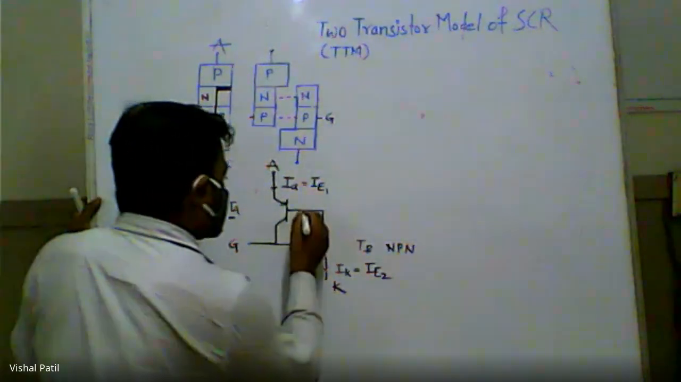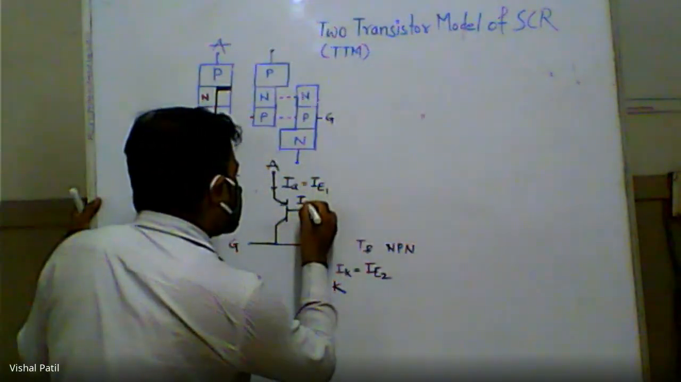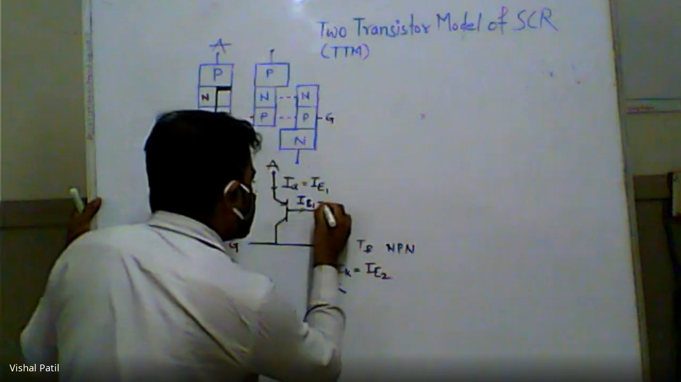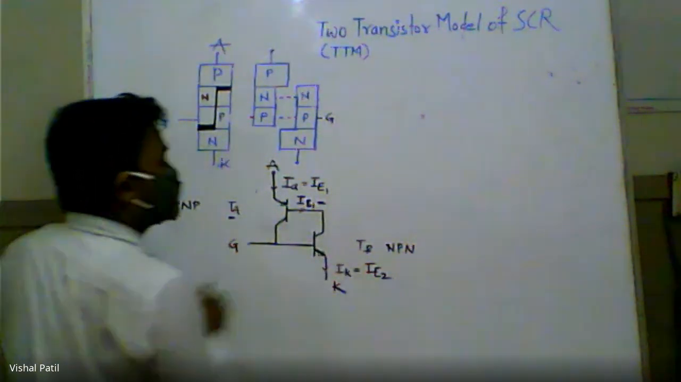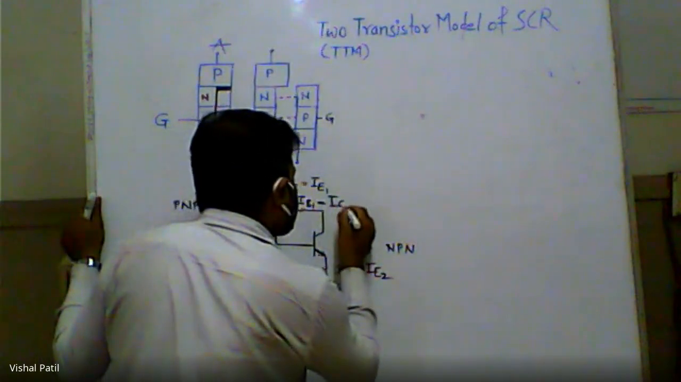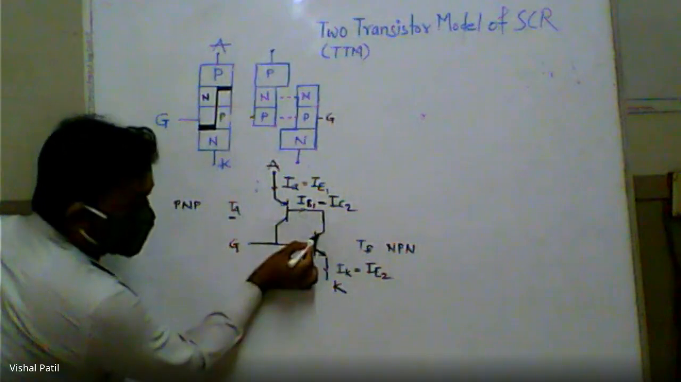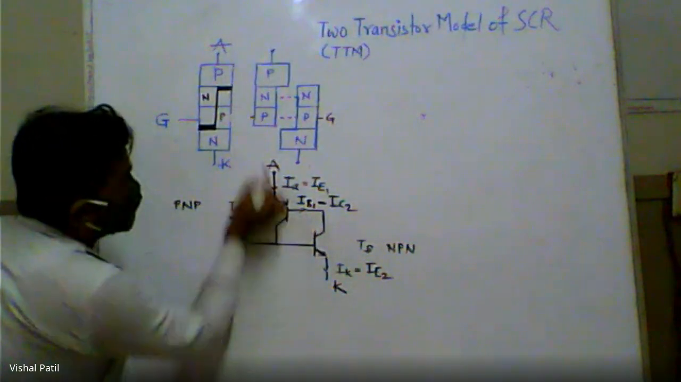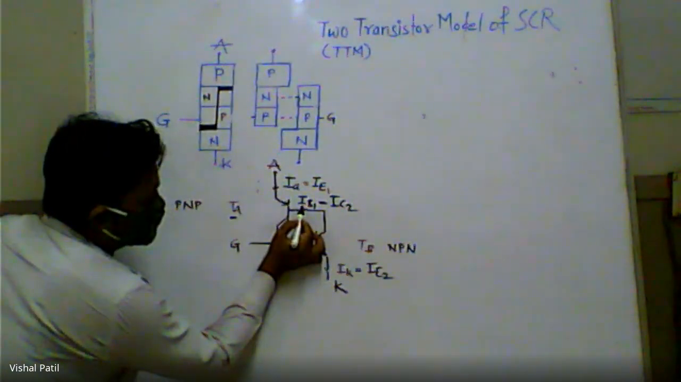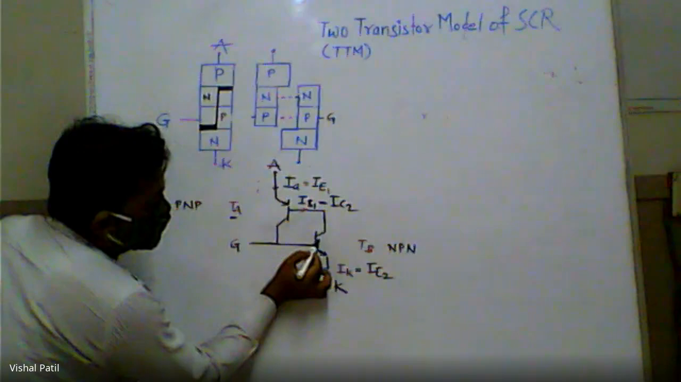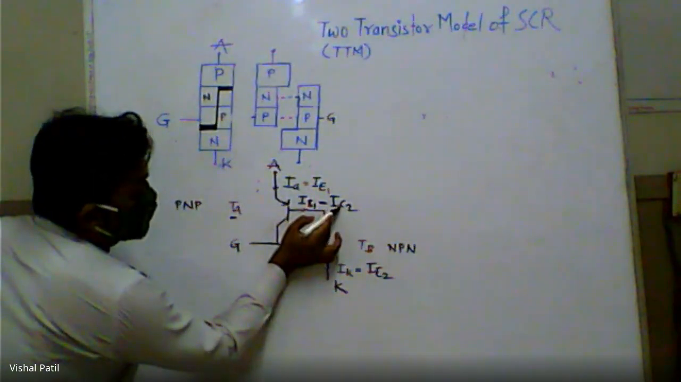Now this particular current is the base current. You can call this the base current of the first transistor, which is equal to the collector current of the second transistor. So IB1 is equal to IC2. Why? Because the base and collector are connected together. In the two transistor model, the base of the first transistor and the collector of the second transistor are connected together. That's why I can write the base current of the first transistor is equal to the collector current of the second transistor.